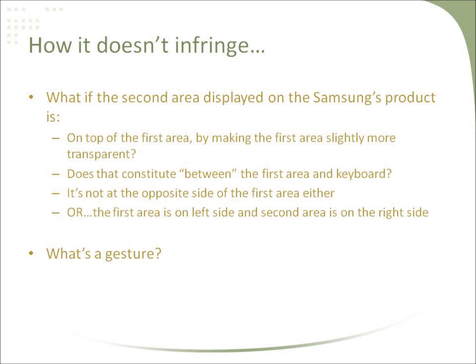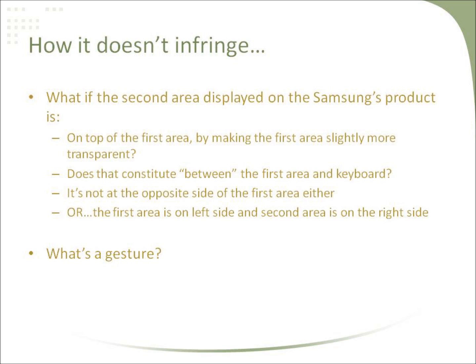Also, within claim number 2 itself, it says the first area can be on the left side and the second area can be on the right side of the screen. In this case, it's on top of it, so clearly it's not on the left and right side, so it doesn't fit that definition. So with this particular element, maybe Samsung can use this to get around this claim.